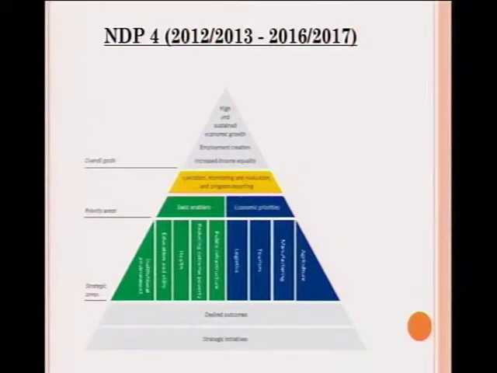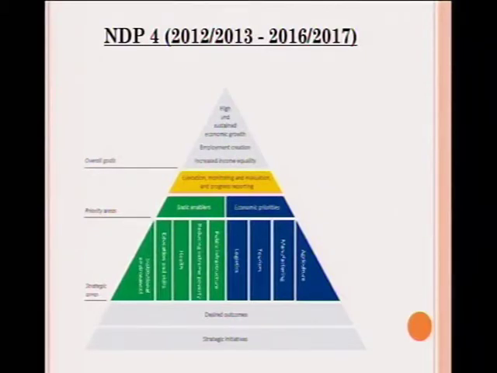NDP4, which ran from 2012 to 2017, the period we're in right now, is presented in the form of a pyramid. Now, this presentation is once again from the National Planning Commission. They presented it this way. And you can see that up there is a top-bottom approach, not from the bottom to the top, but from the top to the bottom. You can see the first sector up there talks about employment, income inequality, and growth. And those are the overall goals.